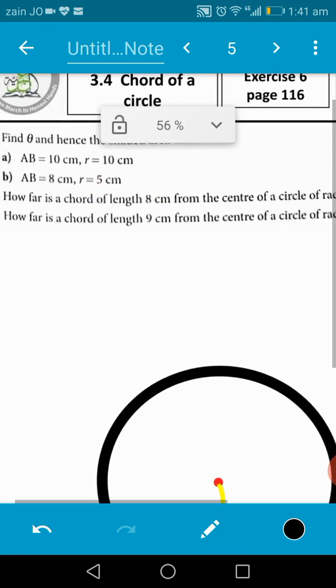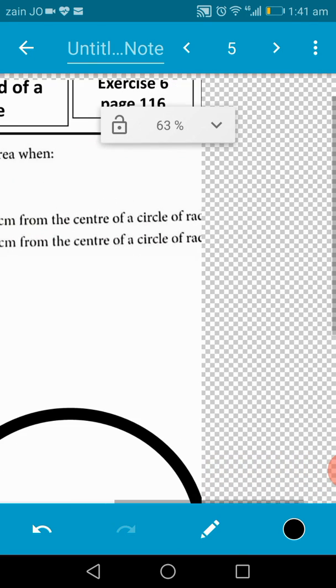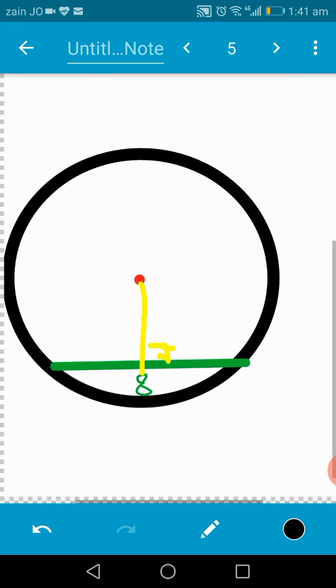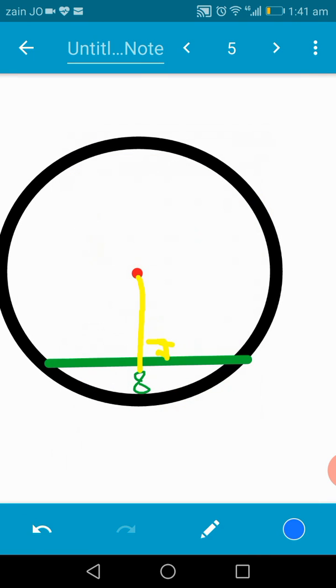How far is a chord of length 8 centimeter from the center of a circle? What is the radius? The radius is 5. Where is the radius? The radius is from here to here. Okay, the radius is 5.